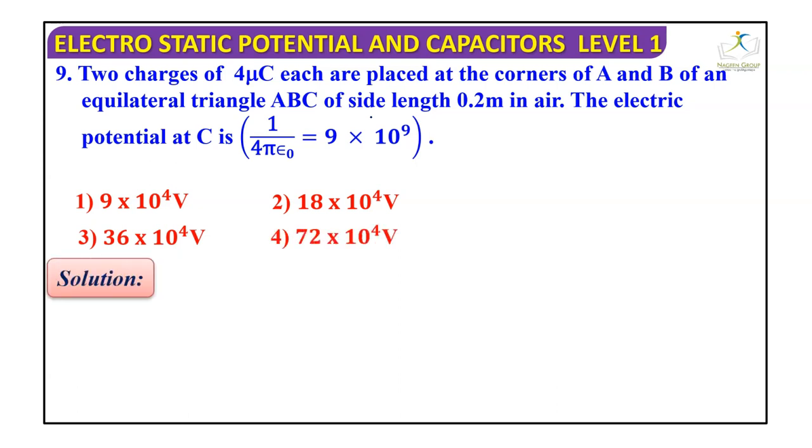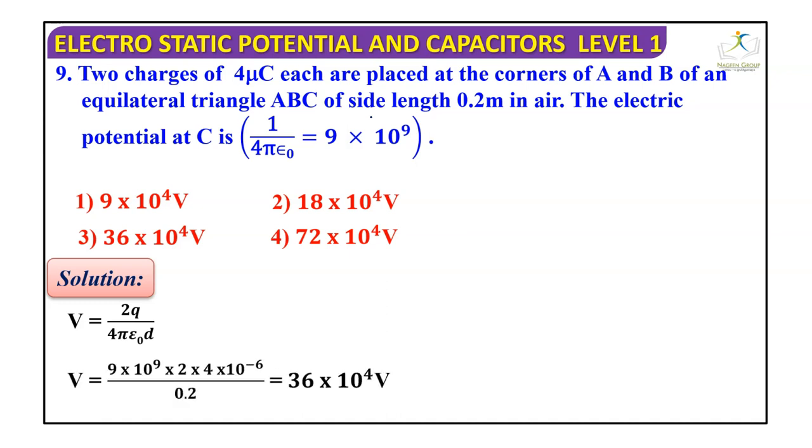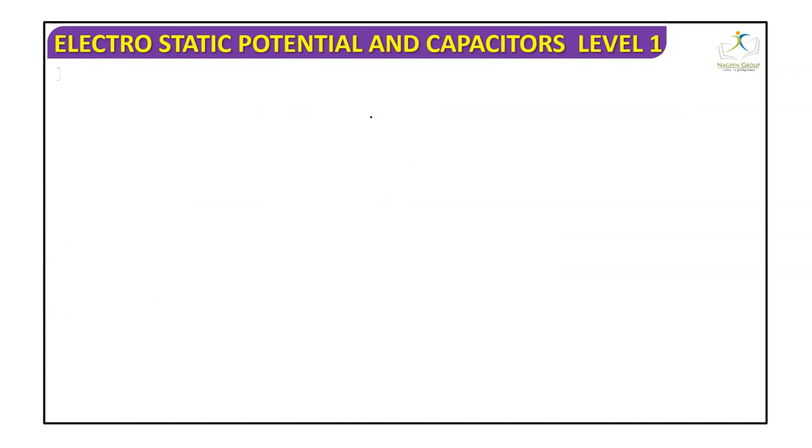Let us move on to the solution part. We know that the value of V is equal to 2Q divided by 4 pi epsilon naught d. Now, we just put all these values and get the result, which is option 3. Hope you understand.